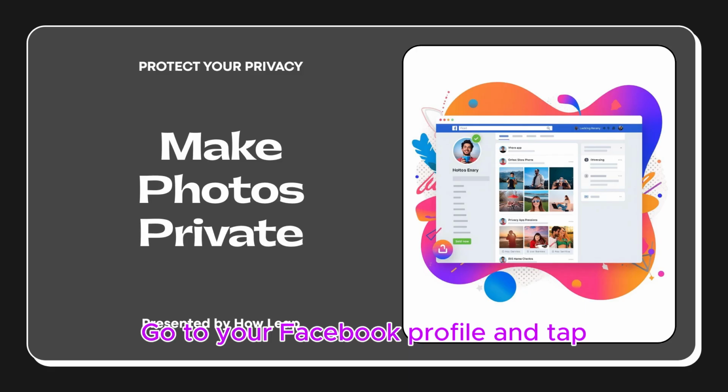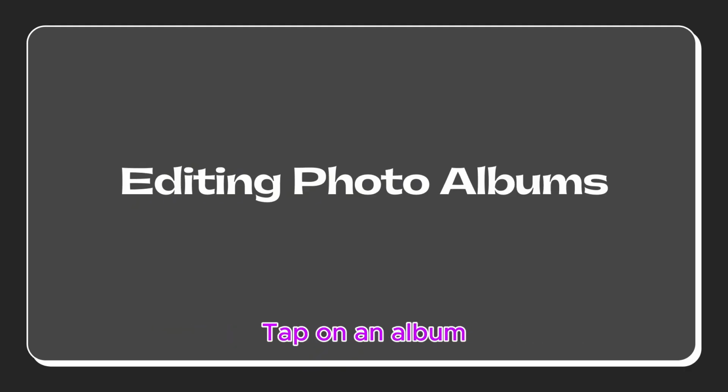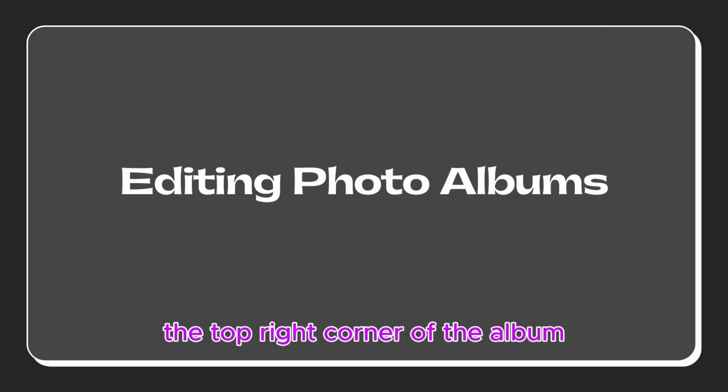Go to your Facebook profile and tap Photos. Tap the Albums tab. Now you will see all your photo albums. Tap on an album, like Profile Pictures. Tap the three dots in the top right corner of the album.